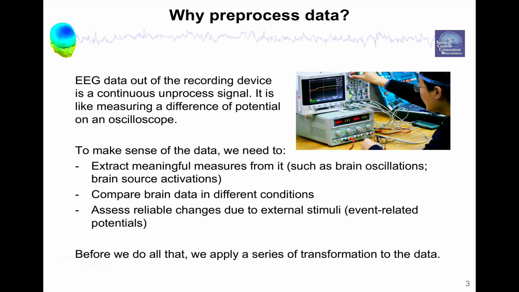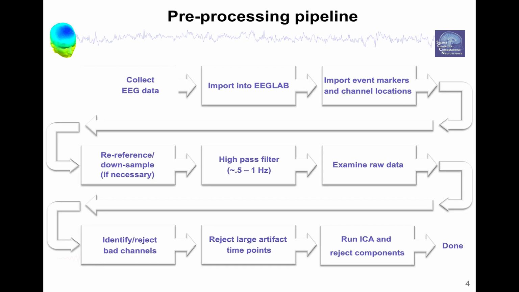extract meaningful measures from it, such as brain oscillations, brain source activations, compare brain data in different conditions, or assess reliable changes to external stimuli, event-related potentials, for example. But before we do all that, we need to apply a series of transformations to the data. And these are listed here.